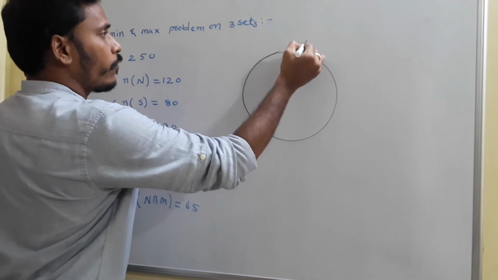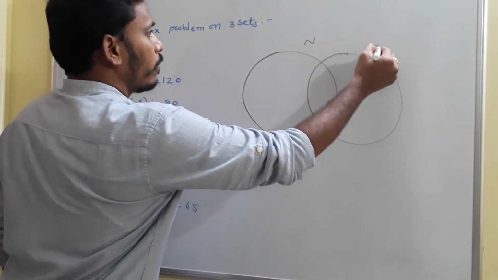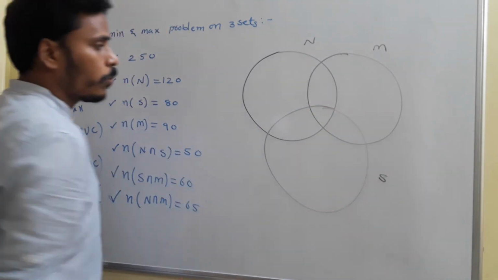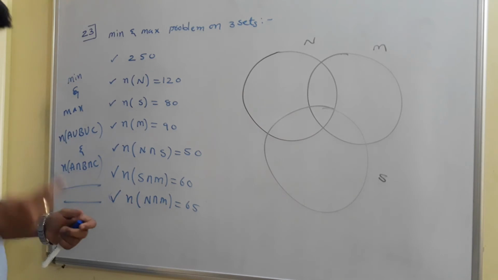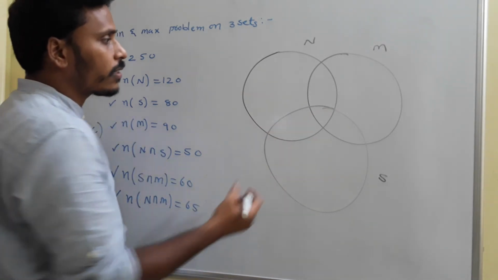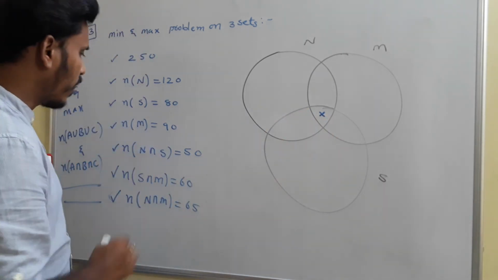One circle is for N, the other circle is for M, and the third circle is for S. Okay, sports, music and news channel. I don't know the intersection value, so you just take that intersection value as X. Okay, right, just think about it.